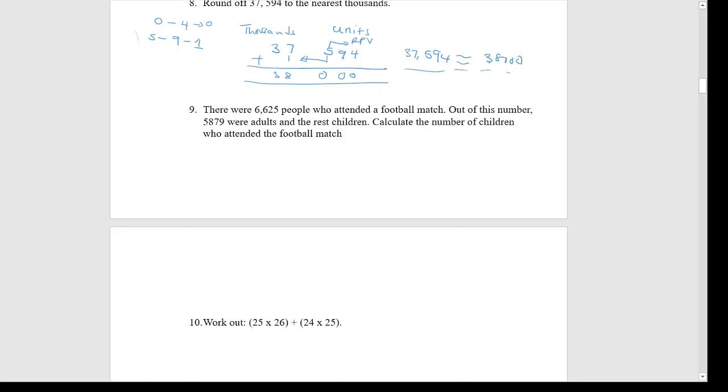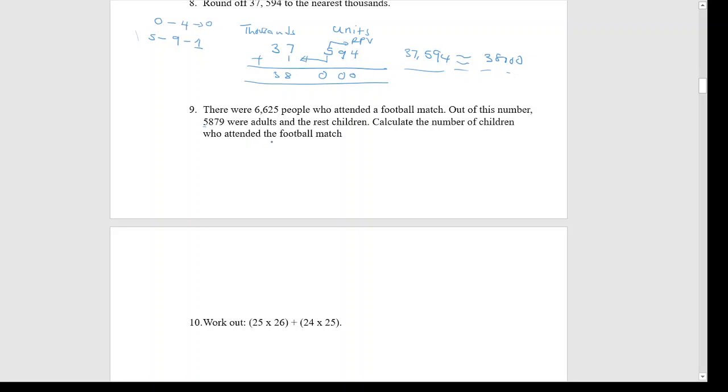Right, now let us come to number 9. Can you believe that this was PLE? Yes, it was PLE, just very easy. With number 9, they are telling us that there were 60,625 people who attended a football match. A match was organized, and then 6,625 people attended. Out of these people, 5,879 were adults, big people, mothers, judges, uncles. The rest, because the total has to be 600, but we are seeing 500 plus some numbers, so it is not reaching 600, meaning that the remaining are children. Catch the number of children.